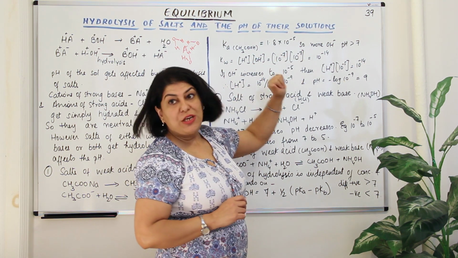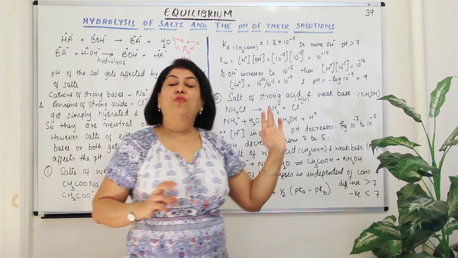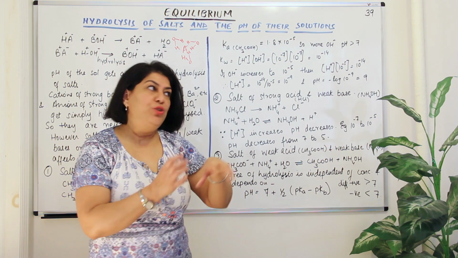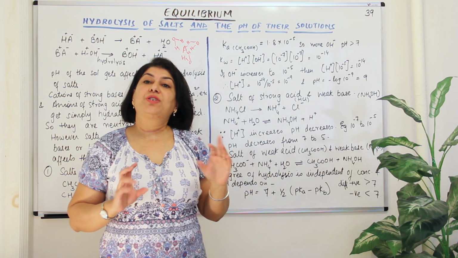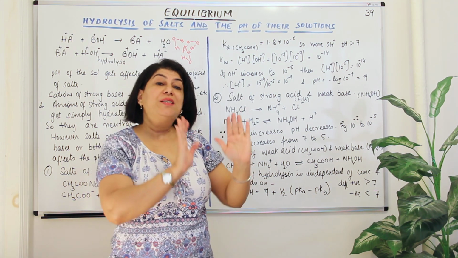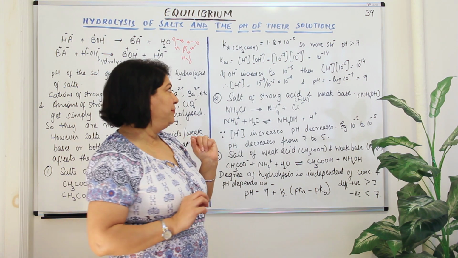OH negative is also 10 to the power minus 7. Therefore, the ionic product of water remains 10 to the power minus 14. Even if you add something to it, this number remains constant. The ionic product of water remains constant. The adjustment occurs in order to keep it at 10 to the power minus 14.